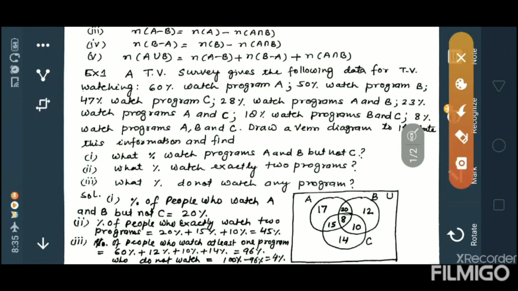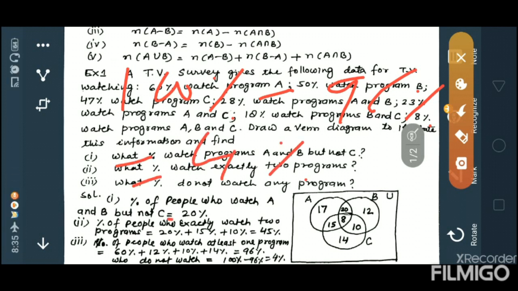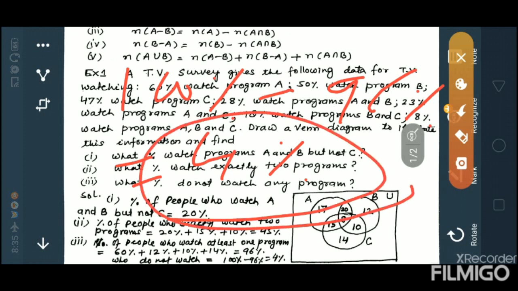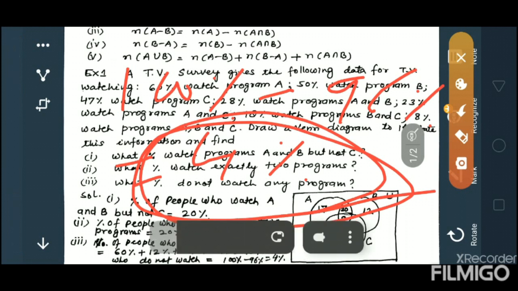And the percentage of people who do not watch any program: this is equal to the total population, 100%, minus those who watch at least 1 program, 96, which is equal to 4%, meaning 4% people do not watch any of the programs, that means A, B and C. The answer.